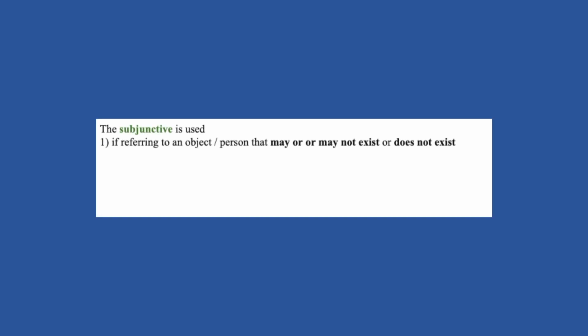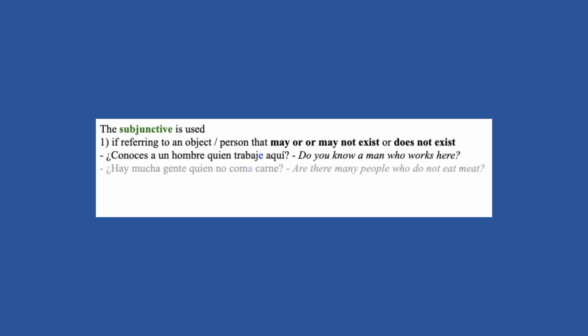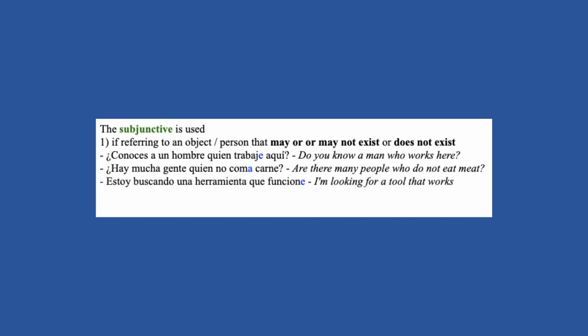The subjunctive is used in adjectival clauses when referring to an object or person that may or may not exist or does not exist, but you can't say with certainty. ¿Conoces a un hombre quien trabaje aquí? ¿Hay mucha gente que no coma carne? Estoy buscando una herramienta que funcione. Necesito un estudiante que escriba bien.